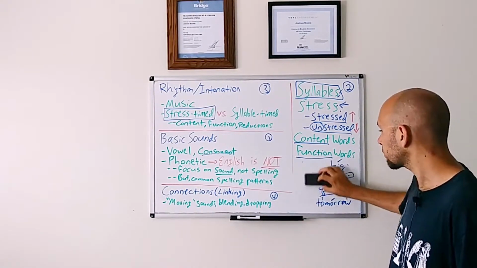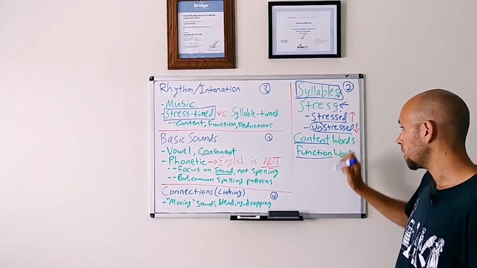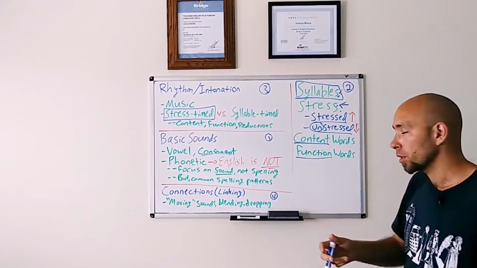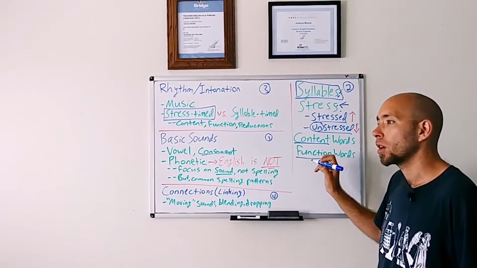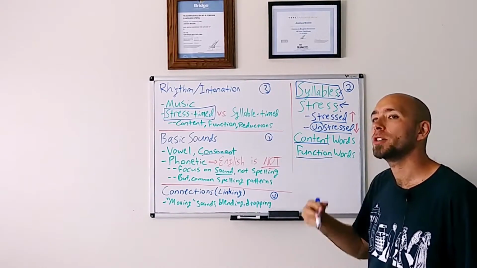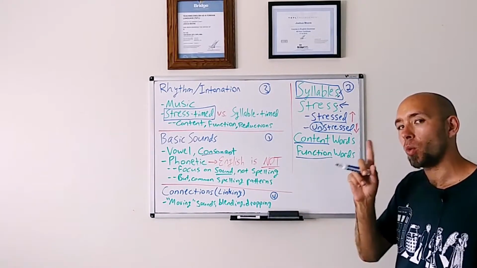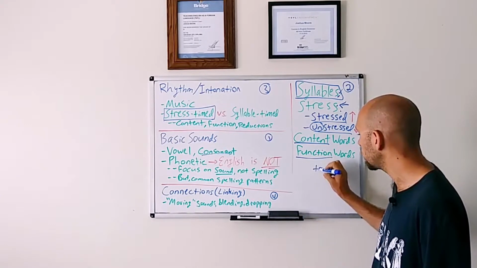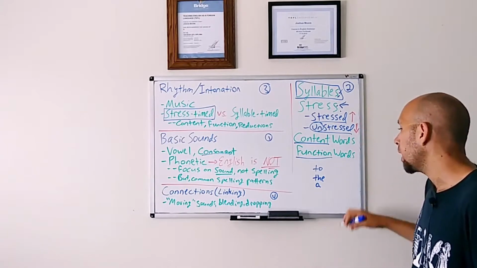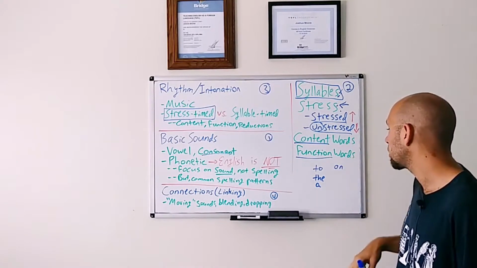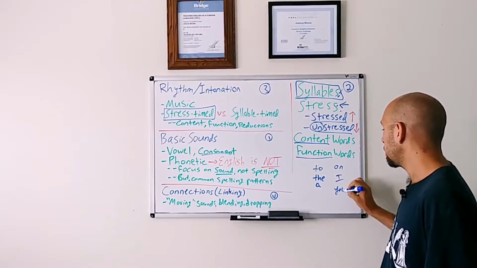So if we move on to the function words and how they work with stress, now we know what a content word is, we know how the stress pattern works. With a function word, function words are by default or normally not stressed if they are one syllable. So we have the preposition to, we have the article the, or we have preposition on, the pronoun I or pronoun you.